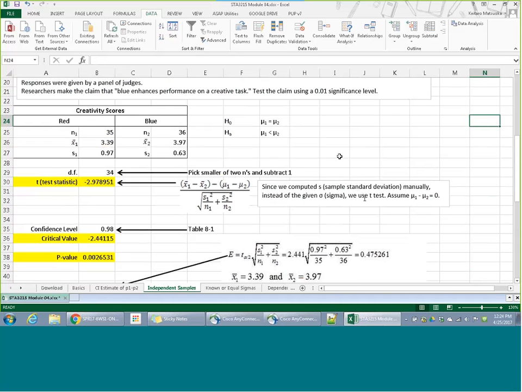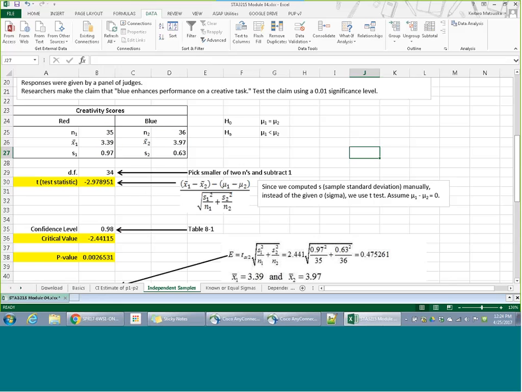And so which one do we use? The answer is we pick the smaller of the n's, so 35 versus 36, in this case 35, and subtract 1, so 34. So that's how I know that degrees of freedom is 34. And then we'll calculate the test statistic T, which the formula is this. Again, I highly recommend you use my spreadsheet. Just punch in the right numbers here to get this number here, and then this to get this number here. Again, we're assuming the difference between mu1 and mu2 to be 0, so that's why you see a 0 here.